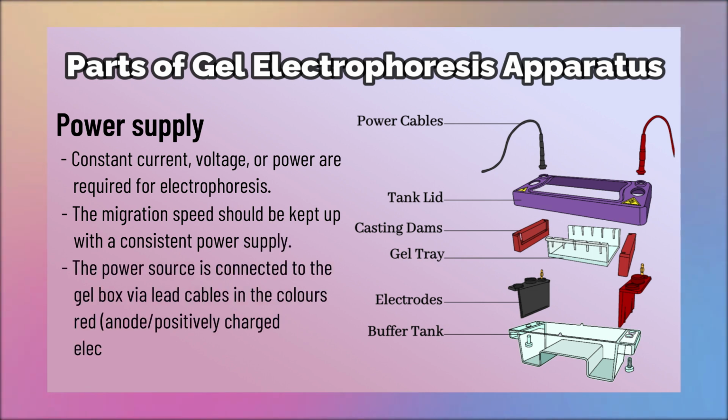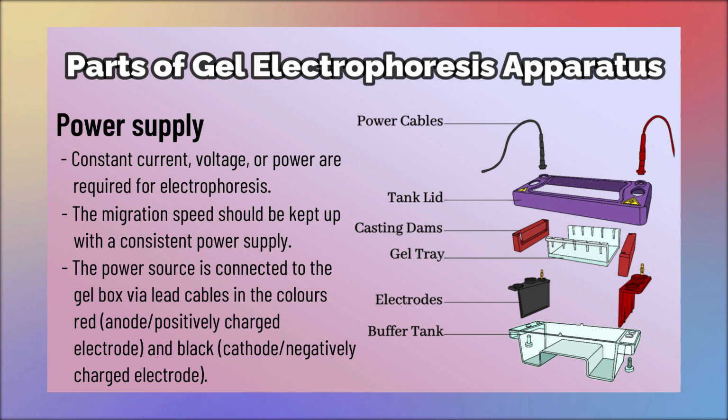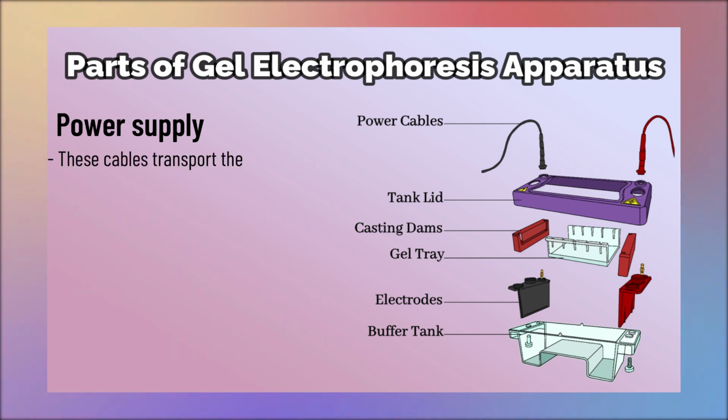The power source is connected to the gel box with the help of LED cables in the colors red, which is an anode cable that connects to the positively charged electrode, and black, which is a cathode cable that connects to the negatively charged electrode. These cables transport the electric current from the power supply to the gel box.